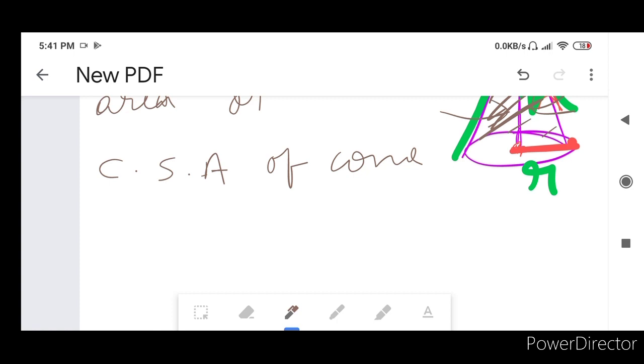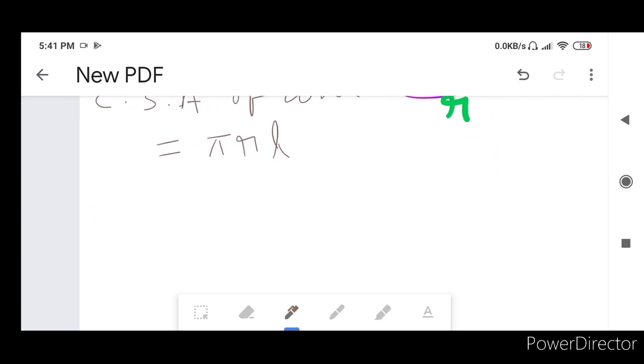So what is the formula that we will be getting here? The formula that we will be getting is pi r l. Now you might be saying, sir, why pi r l? Why are you saying that this is pi r l? So come on, let us check how this pi r l comes out.